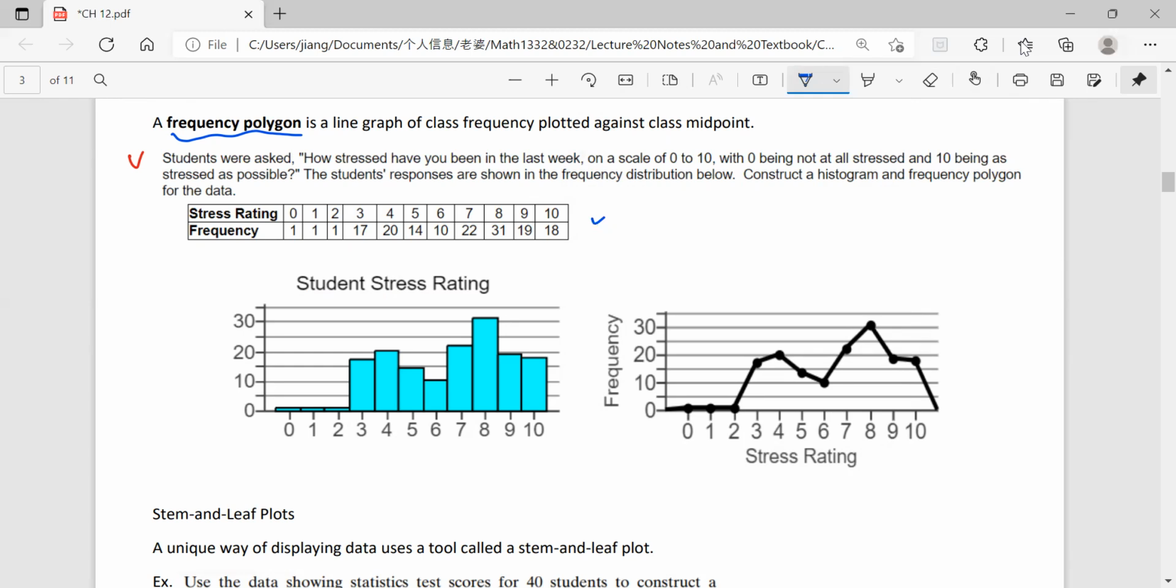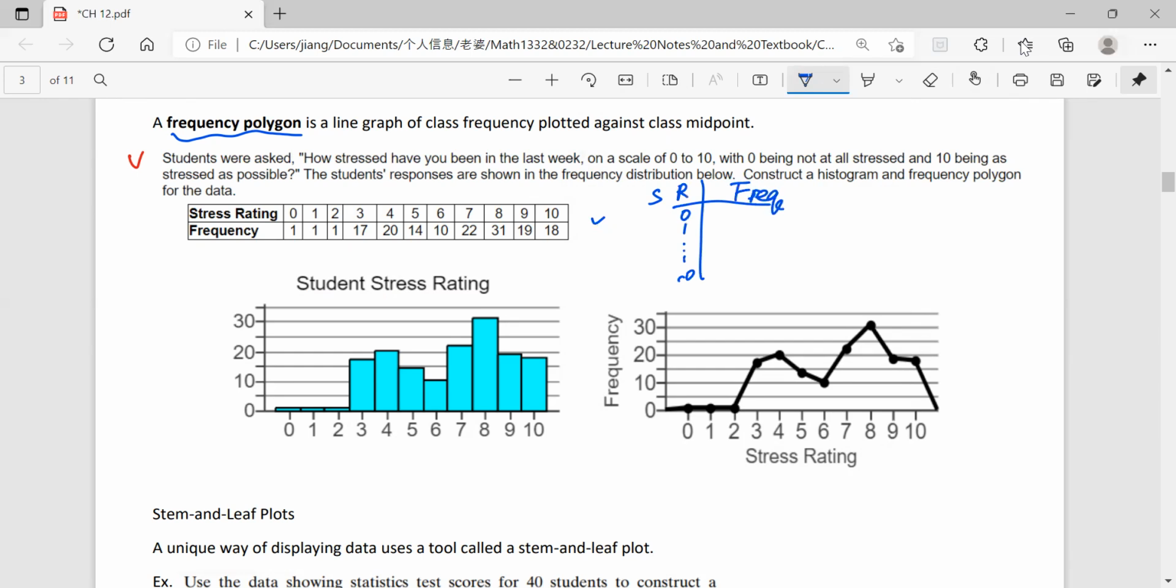Before, we learned a little bit about the frequency table. So here maybe I put R to represent the stress rating, from 0, 1 to 10. And then here is the frequency.